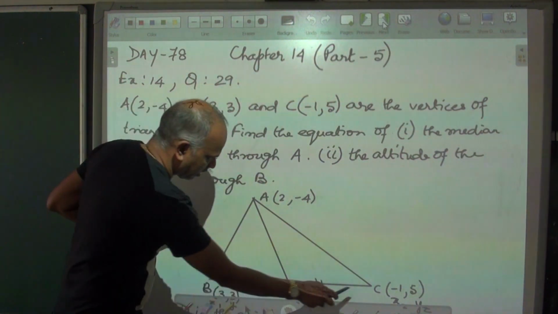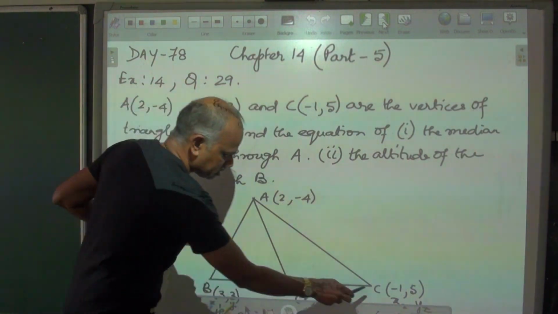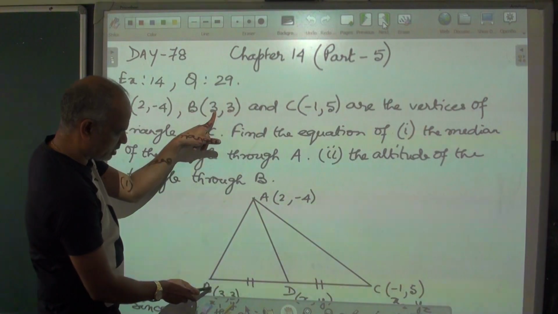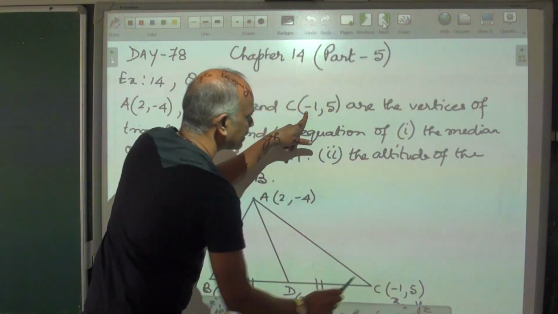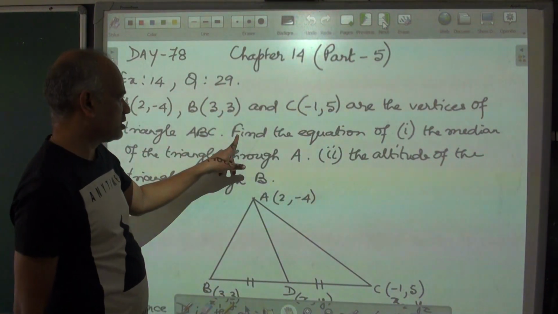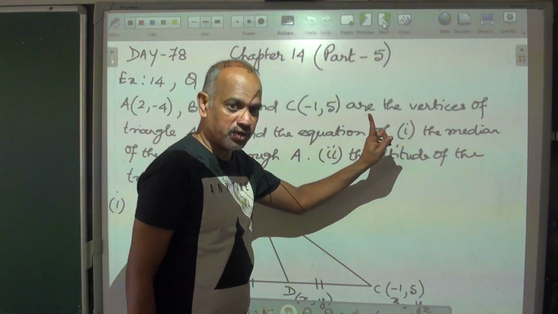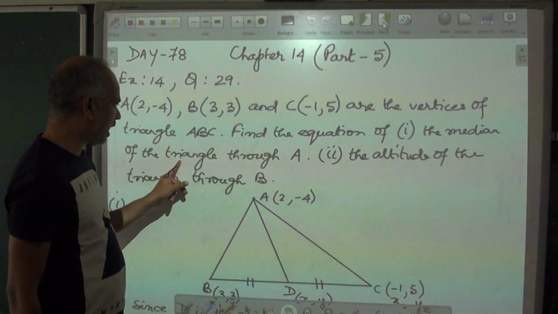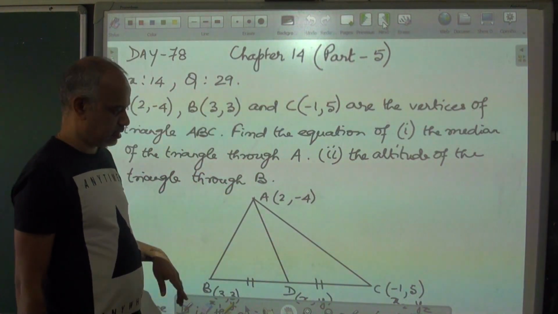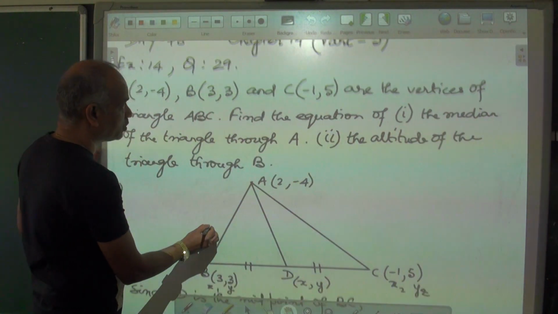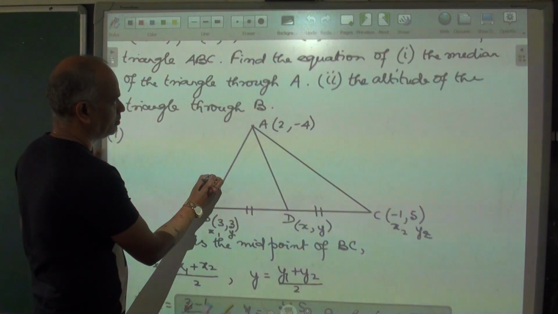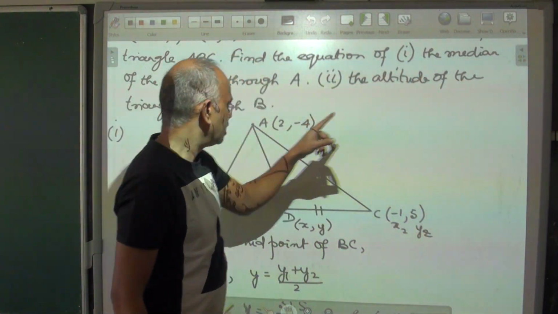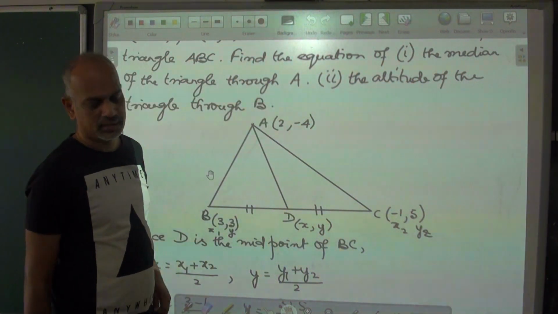So I have just drawn a triangle. A, B, C are the vertices. A's coordinates are this, B's coordinates are this, and C's coordinates are here. The first question is, find the equation of the median of the triangle through A. You have to find the equation of the median of the triangle through A.